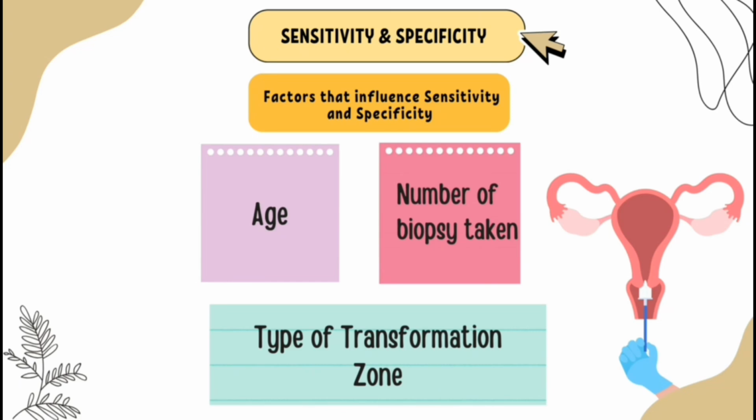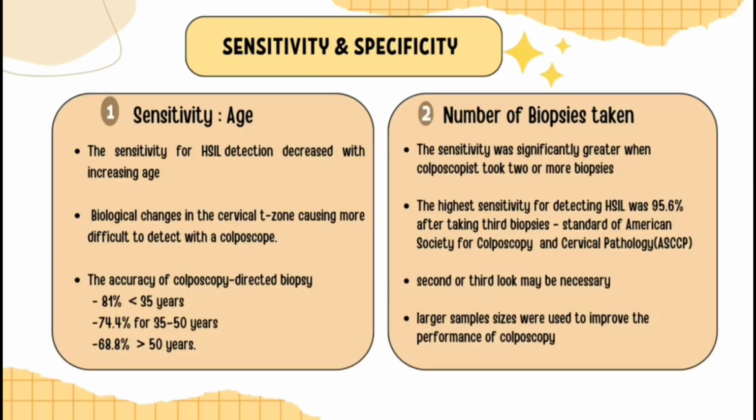These are three factors that influence the sensitivity and specificity of colposcopy and biopsy in HSIL detection. They are age, number of biopsies taken, and type of transformation zone in women. The first factor is age. The sensitivity for HSIL detection decreased with increasing age, and HSIL cases were more likely to be missed among older women. This occurred because of age-related biological changes in the cervical T-zone, perhaps making small lesions more difficult to detect with a colposcope.